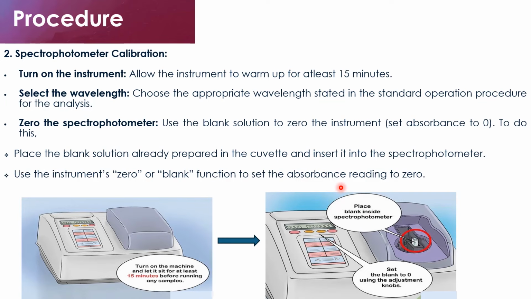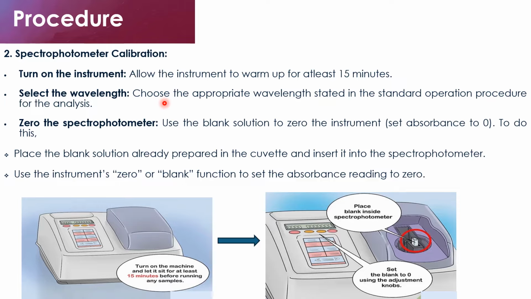So let's look at the second step involved in the procedure for measuring the concentration of the unknown sample, and this is the calibration of the spectrophotometer. To calibrate the spectrophotometer, the first thing to do is to turn on the instrument and allow it to stand for at least 15 minutes, as this helps the instrument to warm up and to obtain a steady temperature before use. Once we are done with this, we select the wavelength by choosing the appropriate wavelength stated in the standard operation procedure for the analysis.